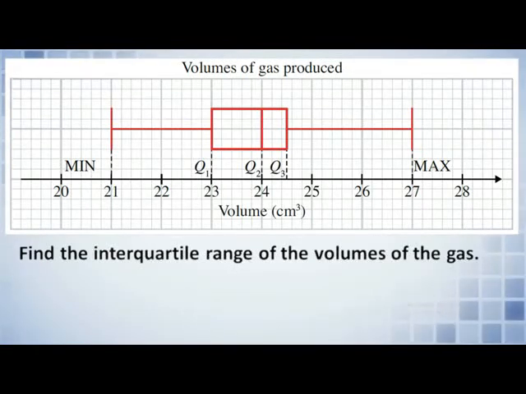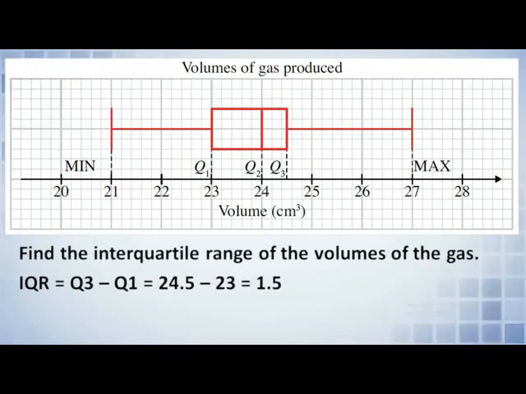Find the interquartile range of the volumes of the gas. You know that interquartile range is Q3 minus Q1. Q3 is 24.5 and Q1 is 23. So the IQR is equal to 1.5.